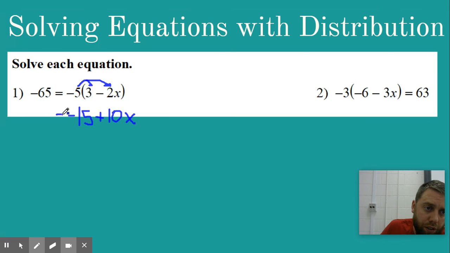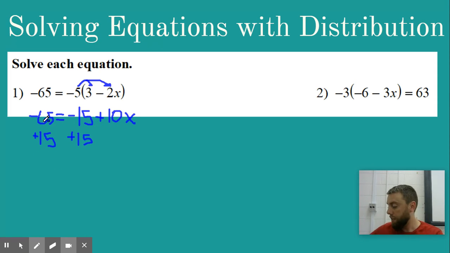Now, we also haven't touched this equal sign or the negative 65, so we're just going to move that down. Now, I'm hoping we recognize that this has become a 2-step equation. We were familiar with these from last week, so now we can solve this like we would any 2-step equation. We're going to add 15 to both sides, add 15 to both sides. This leaves us right here.